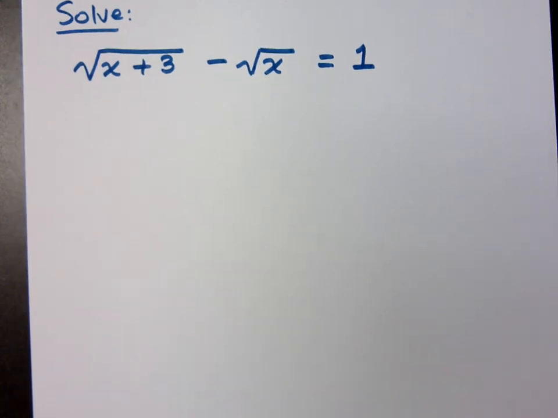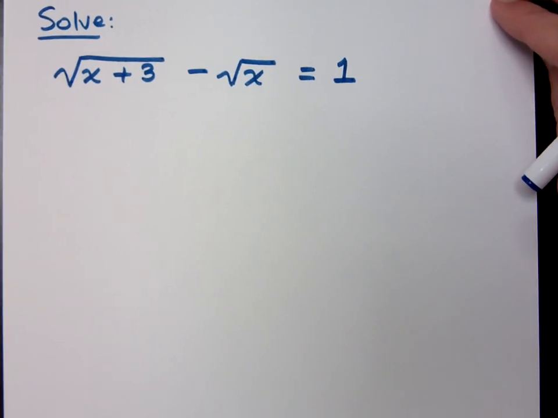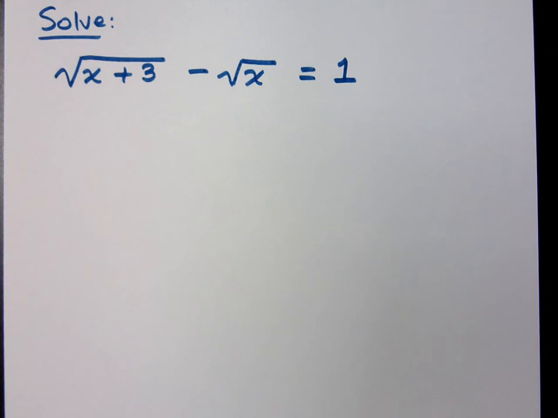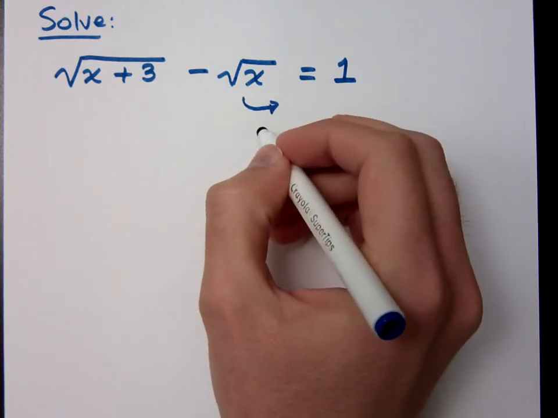Step one says to do what? Isolate a radical. So what do I need to do here? When I say isolate a radical, that means to get one radical by itself. Don't have them all on one side because that's going to go very badly for you. So you add the square root of x to the other side? Yeah, you're going to want to do that.